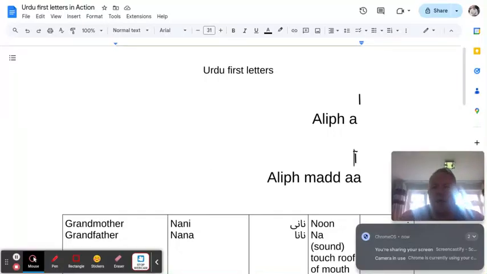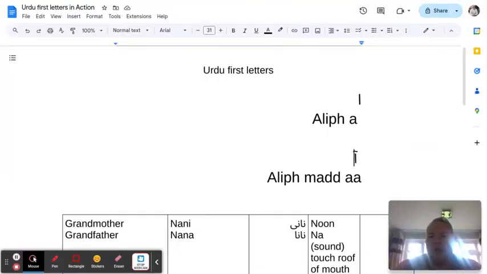Salaam, ab kaise hain? So today I'm looking at Urdu first letters. When you first learn Urdu, you generally get the alphabet, you get alif, ba, pa, ta, and so on. So what I'm going to do is show you a way of learning Urdu with just a couple of letters that look very similar to each other.